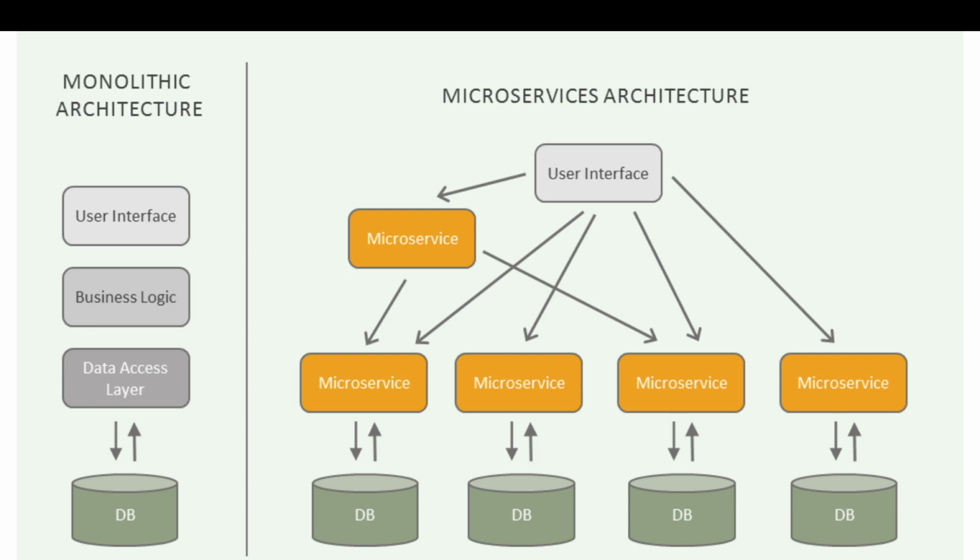In a microservices architecture, you still have the one user interface that the user interacts with, but these actually trigger independent microservices, which could have a shared database, or maybe they each have their own database, and they all do a very specific function.